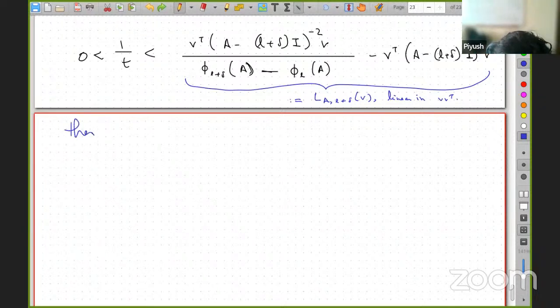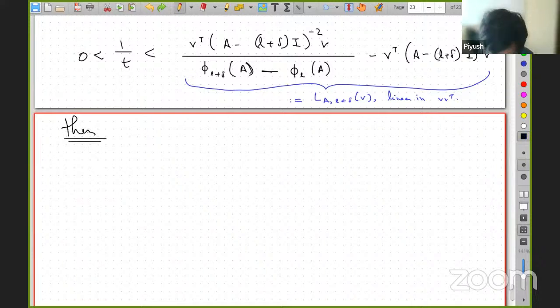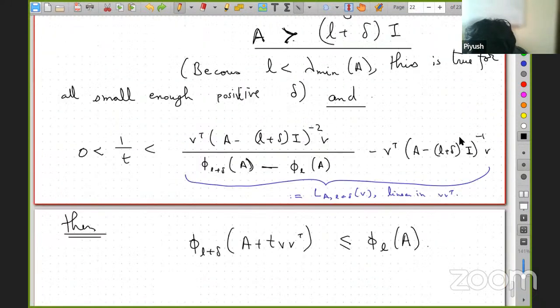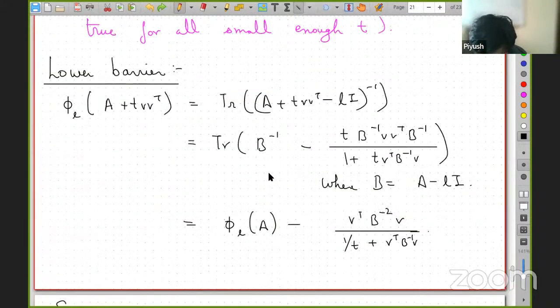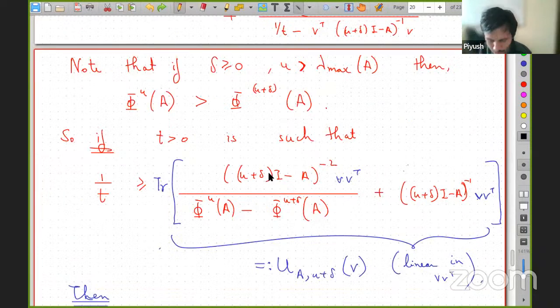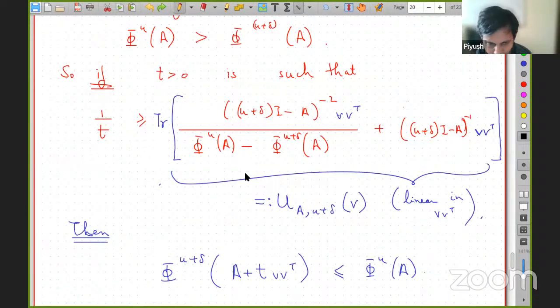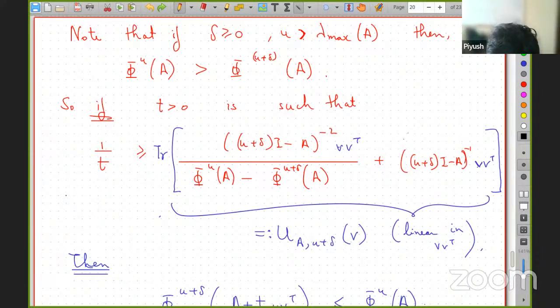So then what happens? Then the lower barrier is also negative. But note that this is now conflicting. So this requires T to be somewhat large, right? And the previous one requires T to be small. So these are conflicting requirements. The question is, can we find a T and a vector V where both of them are satisfied at the same time? Okay, so let's call this requirement the U requirement.